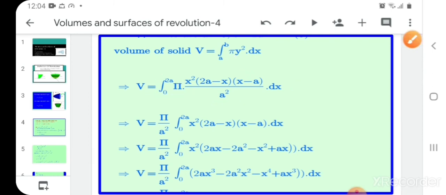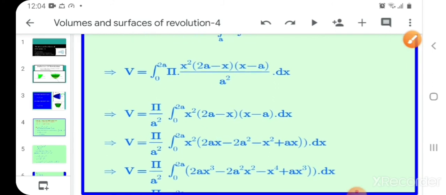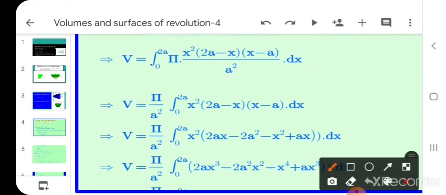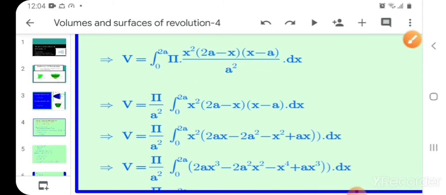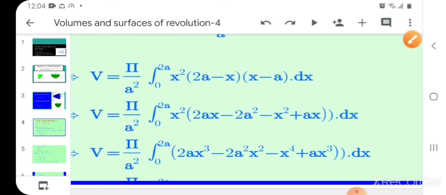Now I write the constants outside. What are the constants we have here? Pi is a constant and 1 by a square is a constant. So I write pi by a square outside. And what is the remaining? Integral 0 to 2a of x square into (2a minus x) into (x minus a). Now I multiply all these 3 terms. First I multiply 2a into (x minus a).